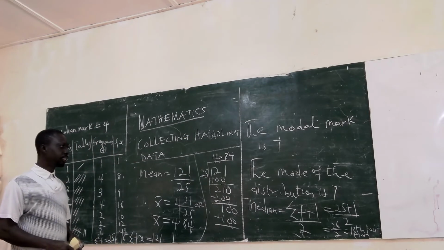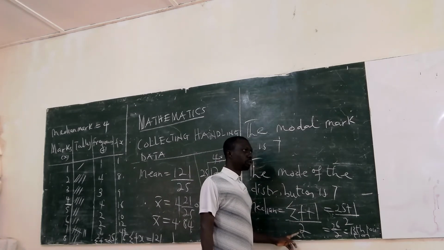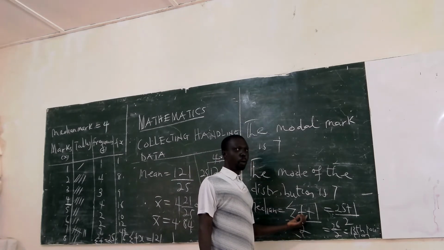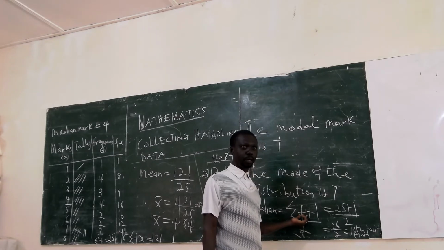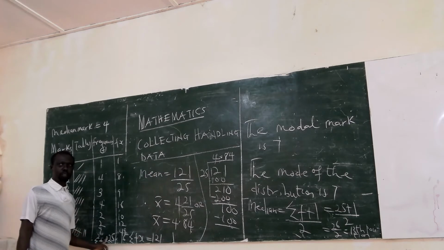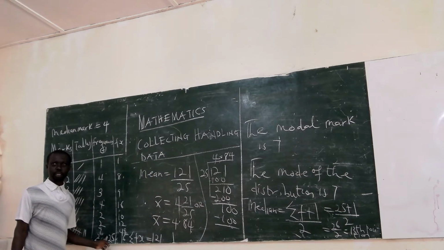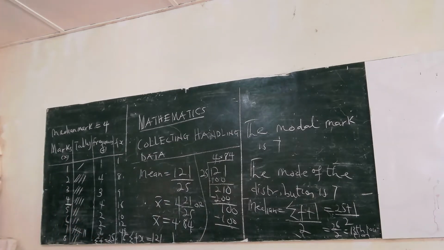The formula for the median mark is sigma f plus 1 divided by 2. Before you write this formula, you check the total frequency. When the number is odd, a number that cannot be divided by 2, you add 1 to it and divide by 2. The total here is 25. We cannot divide 25 by 2 because it's an odd number, so you add 1 to it to get an even number. An even number is a number that can be divided by 2 without any remainder.